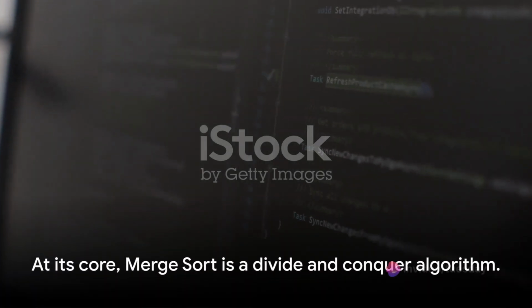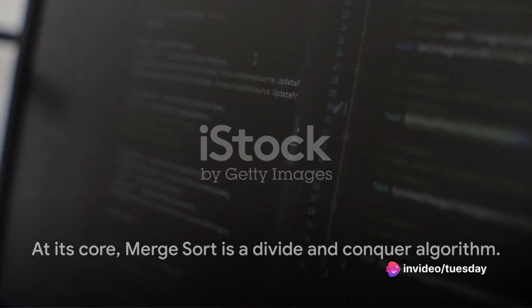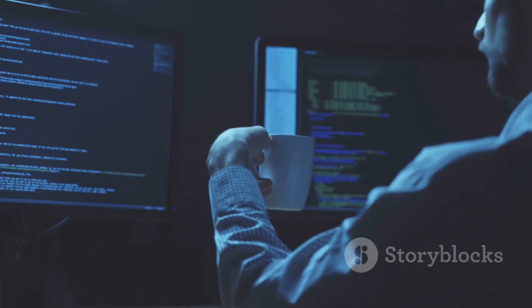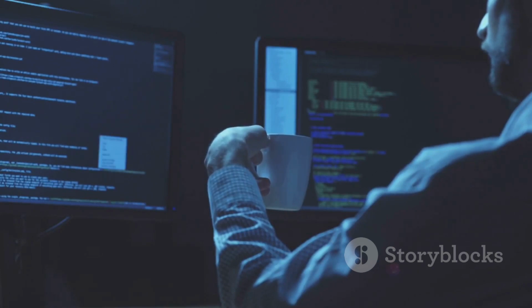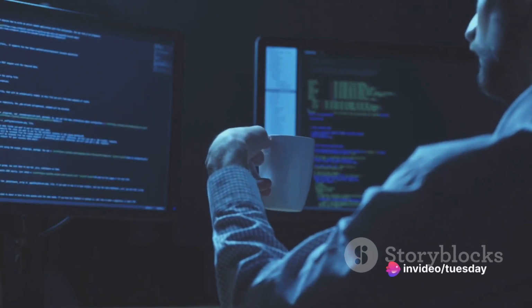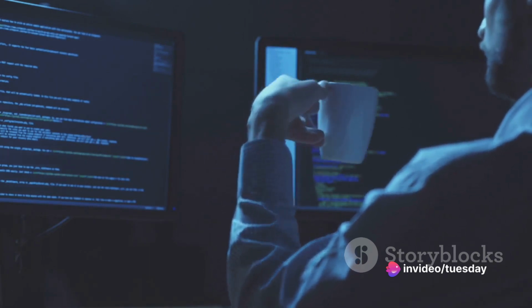At its core, MergeSort is a divide-and-conquer algorithm. This is a phrase you'll hear quite often in the world of computer science, and for good reason. MergeSort is a powerful sorting algorithm that uses this approach to sort lists of data. So, how does MergeSort work exactly? Well, it all begins with dividing the data.